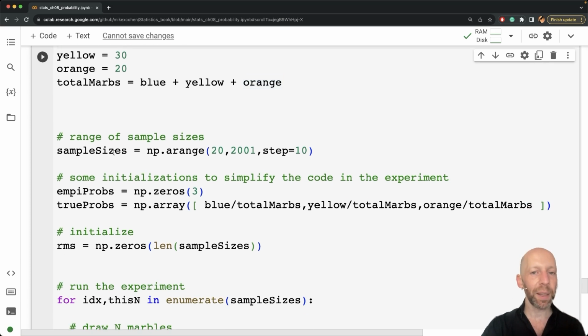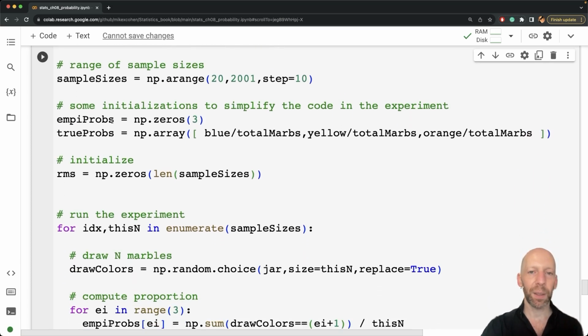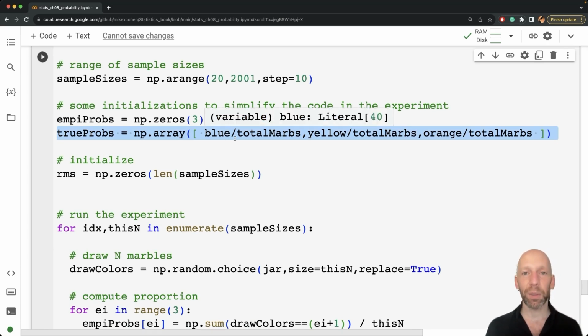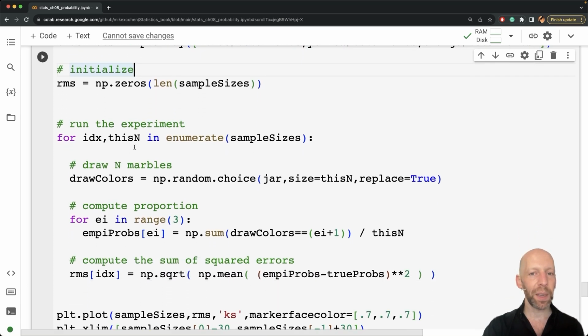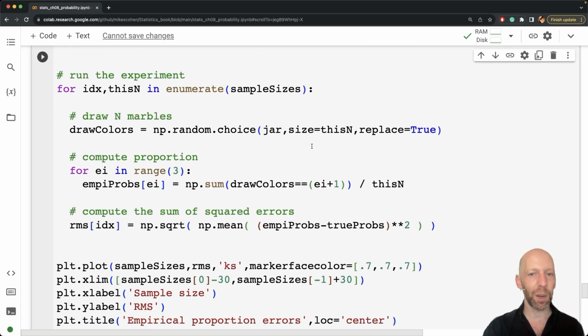So here I specify the sample sizes. These are the true probabilities. So it's just the true number of marbles of each color divided by the total marbles. Here is the key experiment. So here we draw our sample size. You can see now the sample size is changing, right? In the previous exercise, this was fixed. It was hard-coded to 500. Here, this n is varying with each iteration inside this for loop.